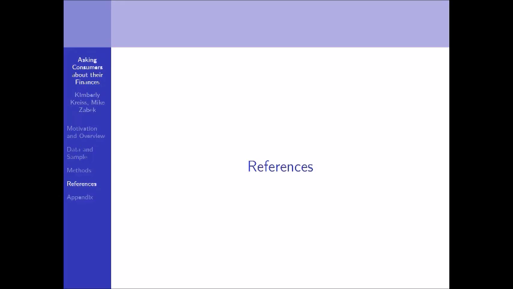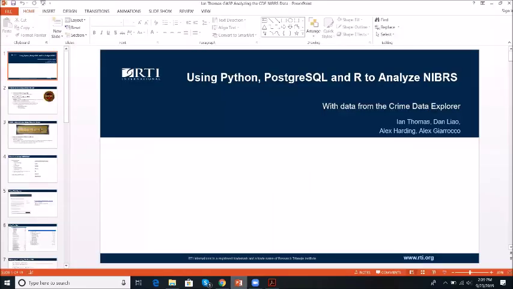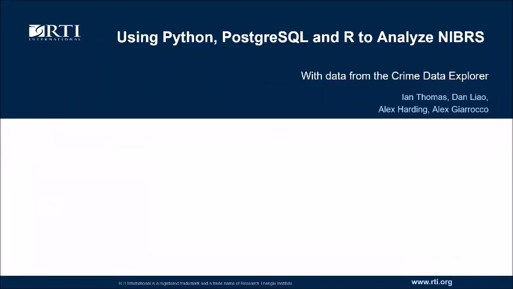Thank you. Let me see if I can pull this up. Okay, there we go. All right, thanks everybody. Again, my name's Ian Thomas. I'll be talking about getting access to the NIBRS data. I want to start by thanking all my co-authors and teammates, Dan Liao, Alex Harding, and Alex Giarocco, who did a lot of this work, as well as some other teammates that aren't listed here. It's been a team effort.